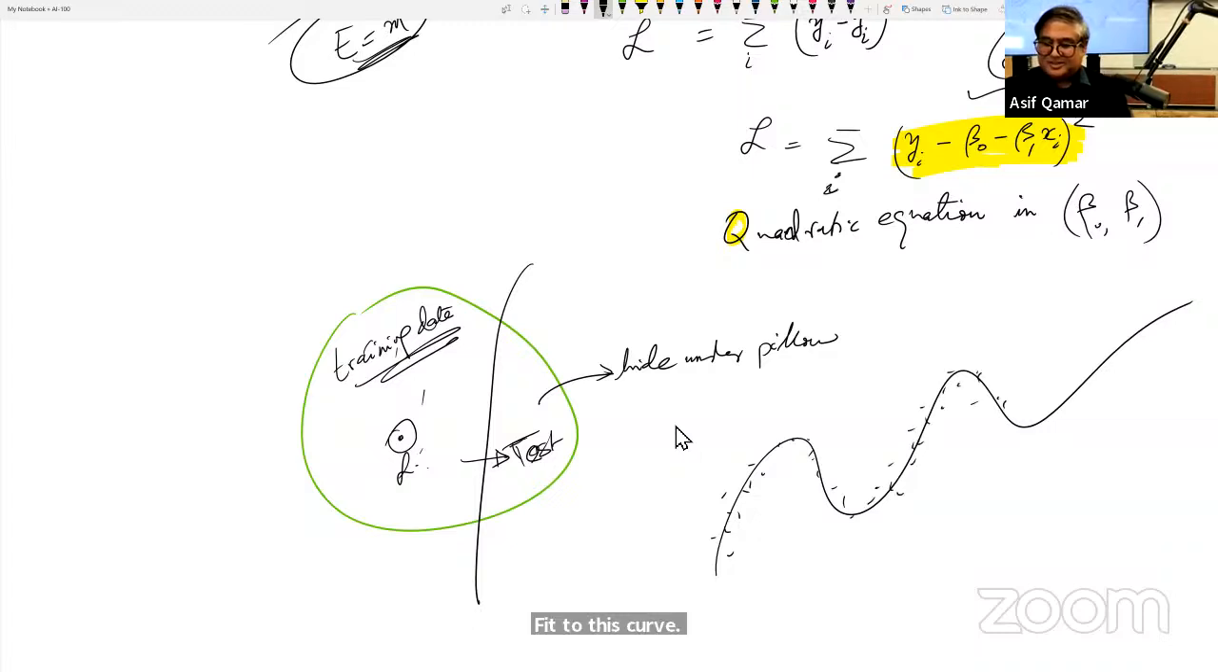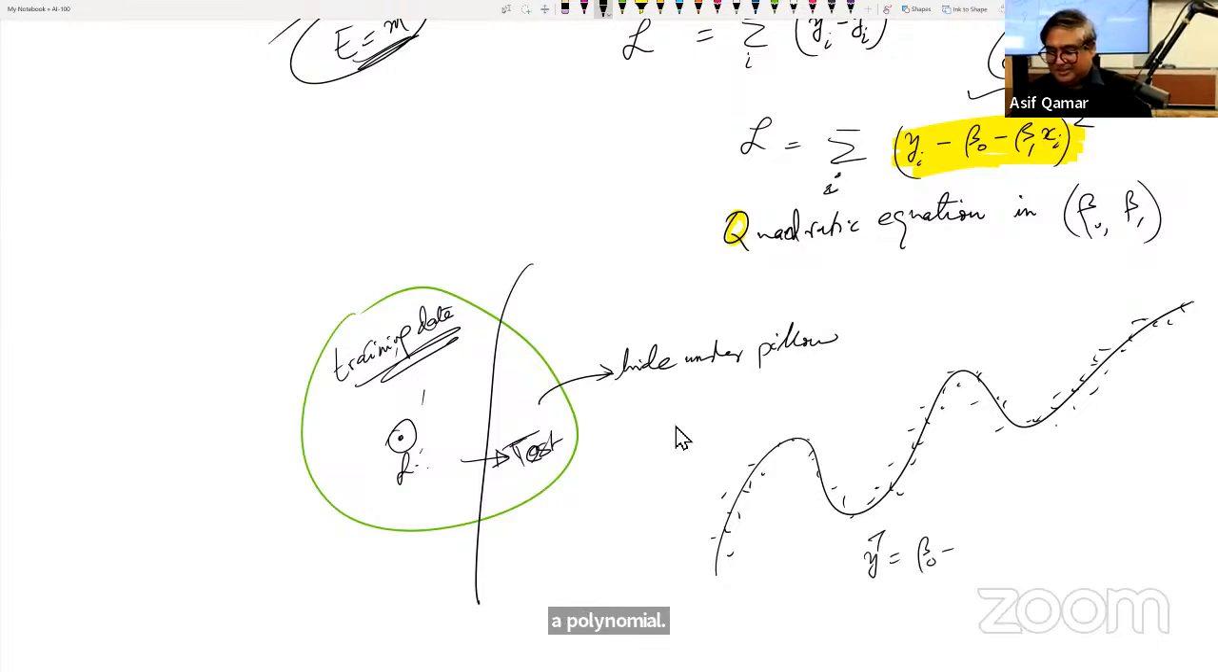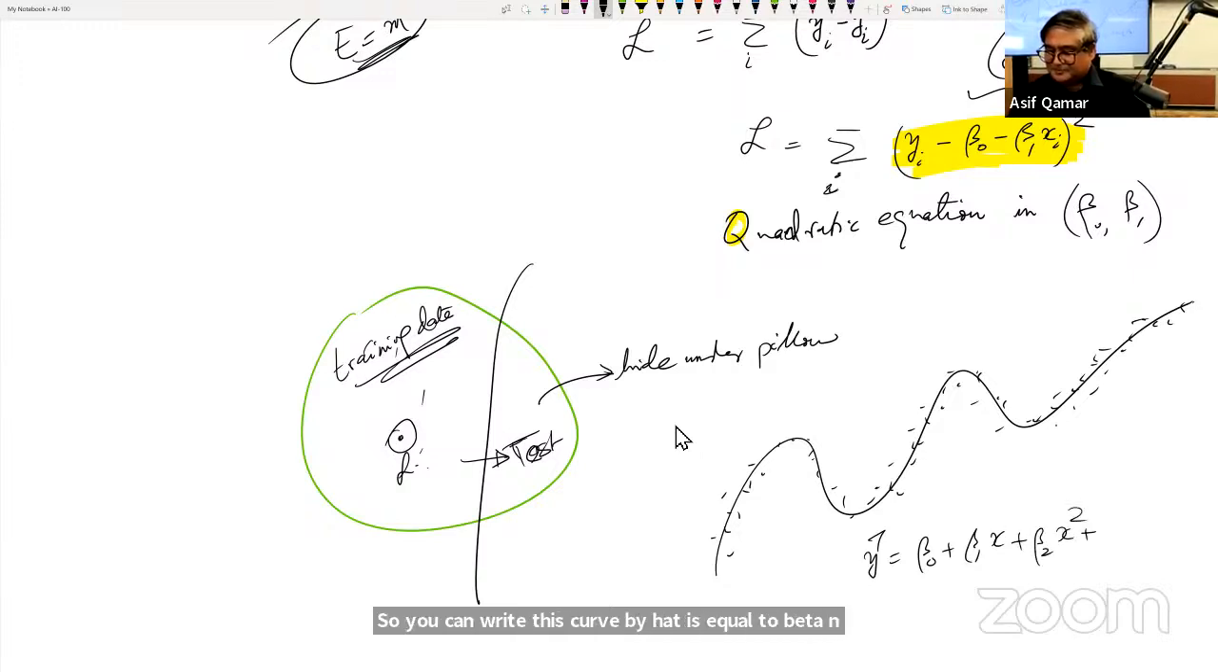So now this is a good question. Who would like to answer it? How do we make all this theory work for this curve? Is it the loss function that we are trying to minimize? It's just your hypothesis. So here's one easy way to think about it. This curve is a polynomial, right? So you can write this curve as y hat equals beta naught plus beta 1 x plus beta 2 x squared, up to beta k x to the power k, a k degree polynomial, right?